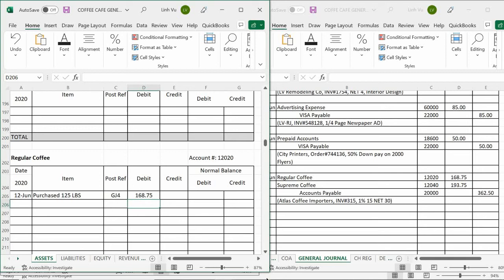Now, do you need to have the price per pound? It's up to you. In this case, you'd be able to just calculate it, right? Whatever 168.75 divided by 125 pounds. It's straightforward, right? Or you could put $1.35, whatever you want to do. I think just purchasing 125 pounds is good enough. So therefore, my account balance is now $168.75.